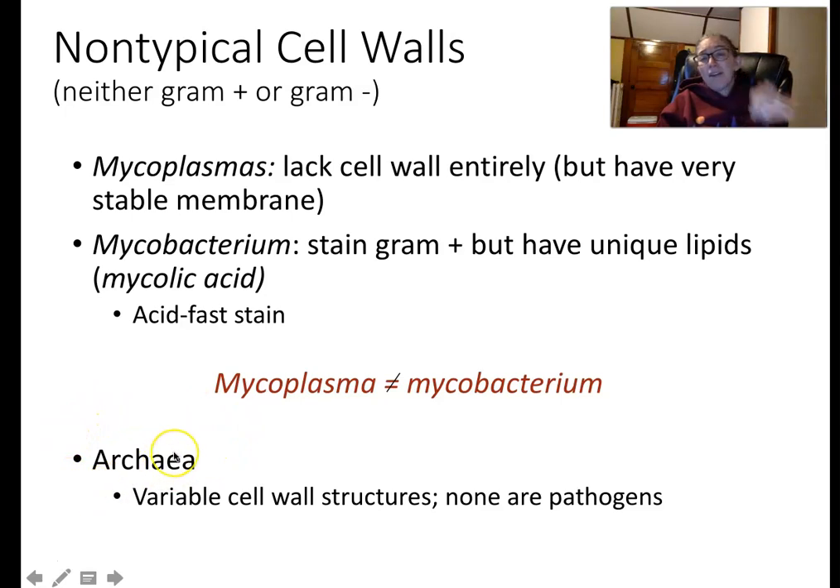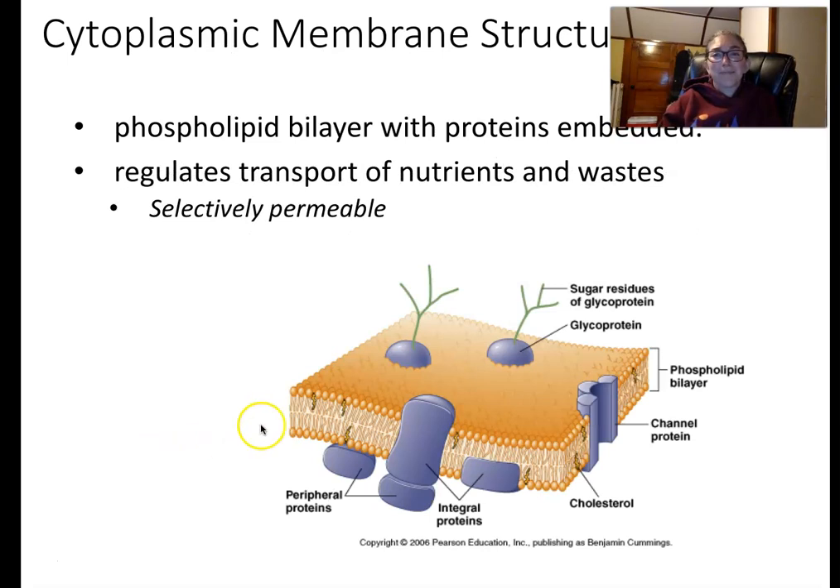And then there are the Archaea, which many do have cell walls, but their cell wall structures are very different than the gram-positive and gram-negative cell walls. None of the Archaea are known pathogens, so we don't spend a lot of time on them in this class, but I'll touch on them a little bit in this chapter, just so you don't forget they exist.